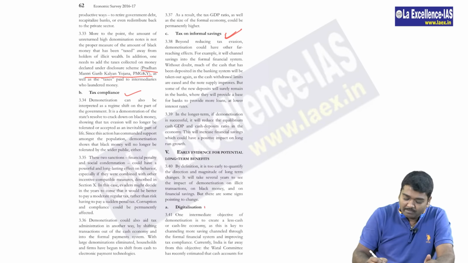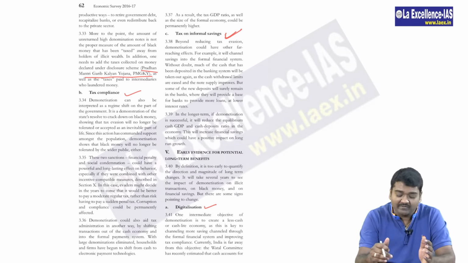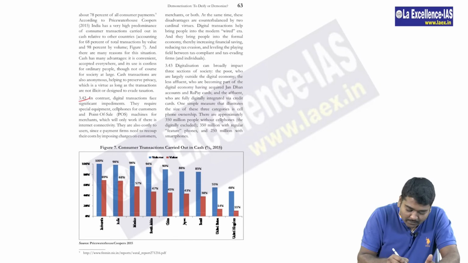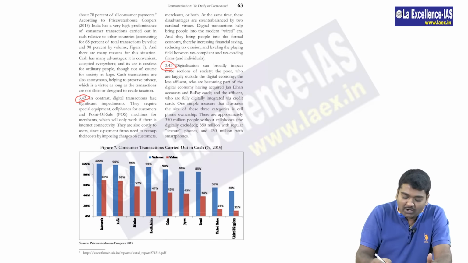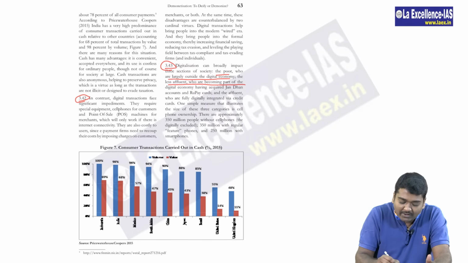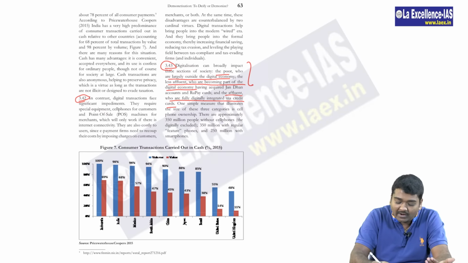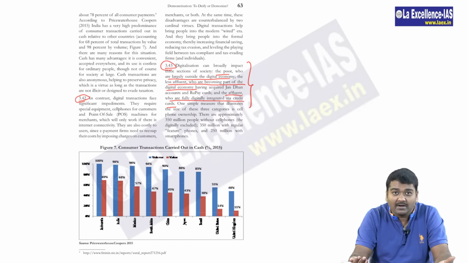Then we have to talk about long-term benefits in terms of digitalization. I hope this is clear. Digitalization is the most important concept that we will be reading in this particular chapter. Here we need to focus on 3.42 and 3.43, where they talk about the benefits that are going to happen and who will be the people facing the problem. They talk about the poor who are largely outside the digital economy, the less affluent who are becoming part of the digital economy, and the affluent who are fully digitally integrated via credit cards. The poor who are not integrated into the formal economy are the ones who will have major impact, but the others are trying to converge it with the help of JAM and other apps.